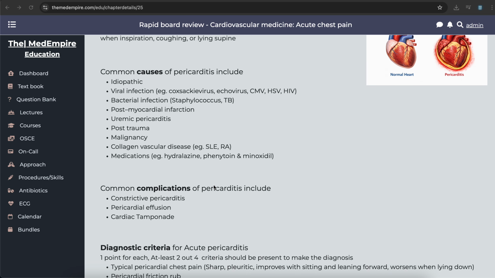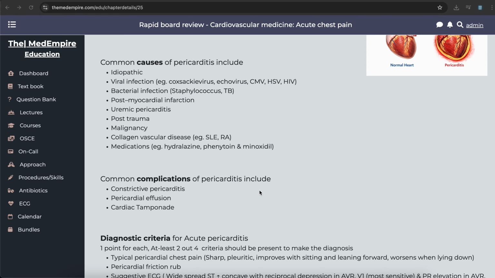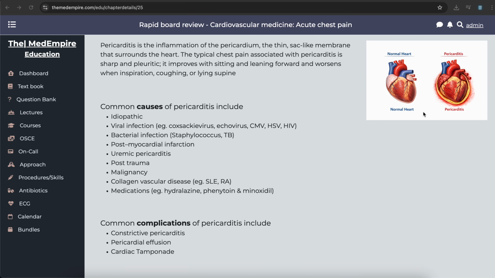So what are the complications of pericarditis? Constrictive pericarditis, which makes a lot of sense. Constrictive pericarditis is a thickening of the wall. Once it's inflamed for a prolonged period, then it will become thickened and fibrosed, and once it becomes fibrotic, we call that constrictive pericarditis. Pericardial effusion, which is the accumulation of fluid in the pericardium, and once that fluid starts to put pressure on the heart and impair the functionality of the heart, we call it cardiac tamponade.